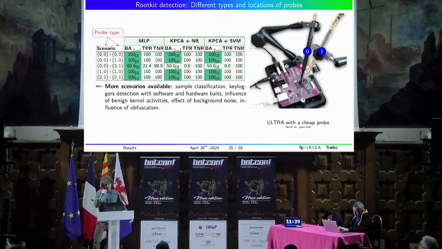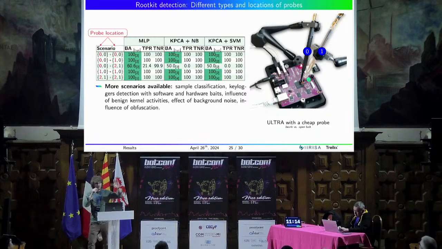The one with 1 is the cheapest one. And the other number is the probe position. It means that we take the same probe, but we move it a bit, and we try to compute a model for each of them. And we try: if we take the model with the probe position 1, can it detect the probe position 0?